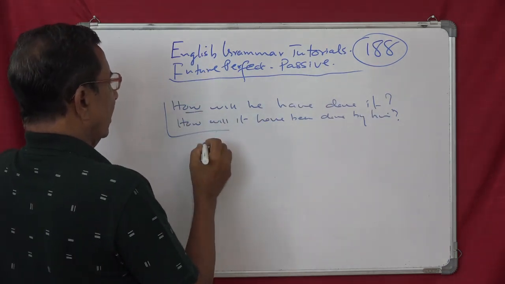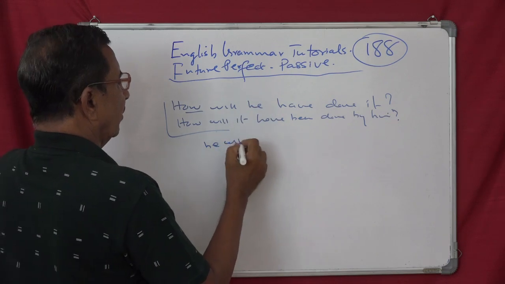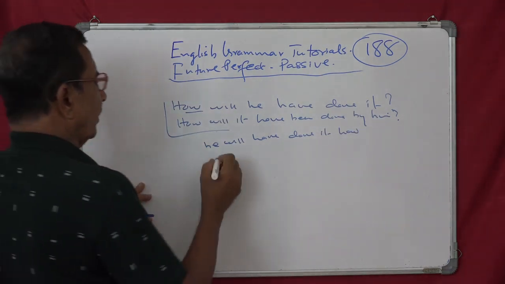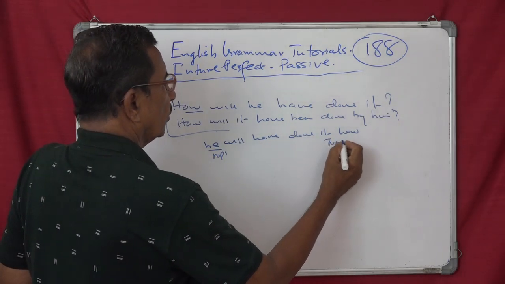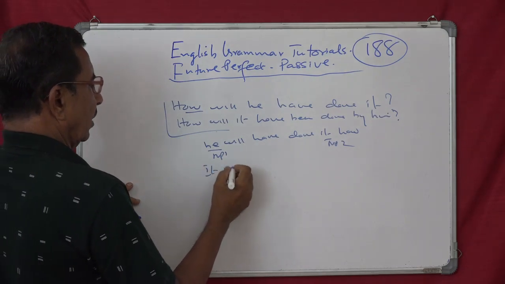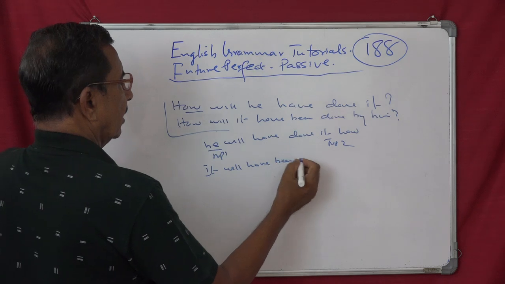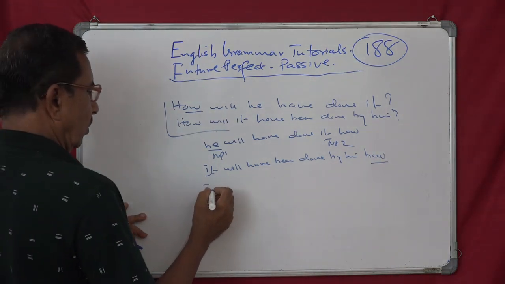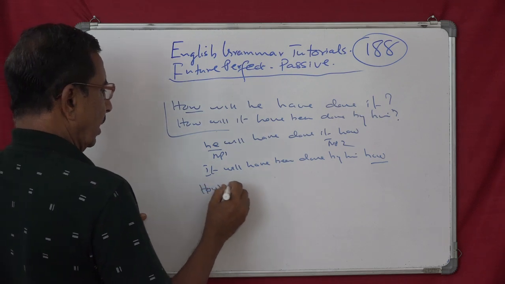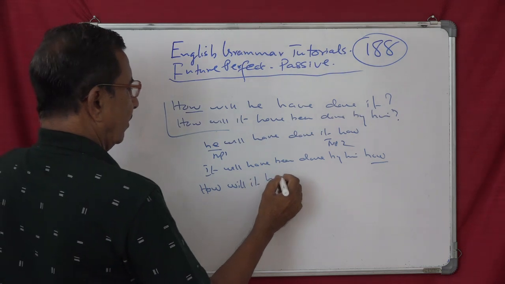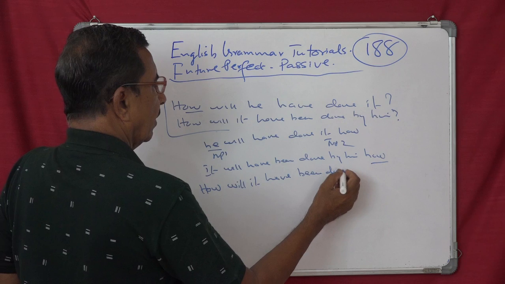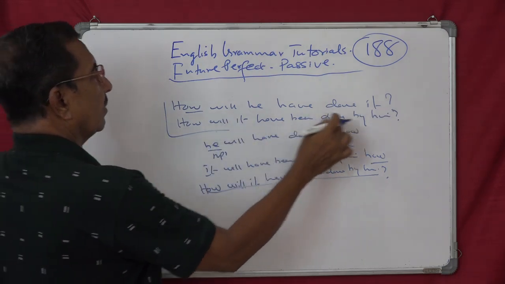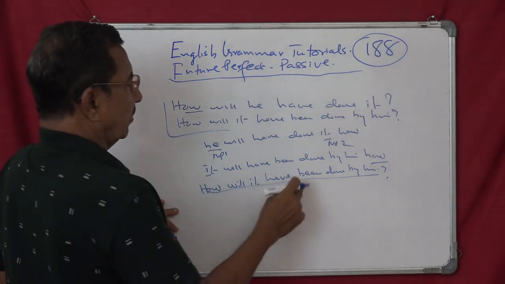So this is the subject now. He will have done it how? Then this is NP1, this is NP2. So we will say, NP2, it will have been done by him how? The question word has come here. So, how will it have been done by him? This is the answer. How will it have been done by him?